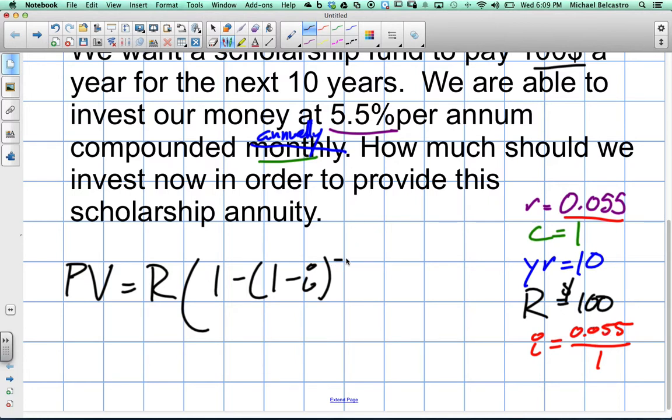To the power of negative n, or in our case, we'll just work with n. I'll write in blue. N is equal to years, which is 10, times compound period, which is 1 again. It ends up just being 10. Because our compound period was once a year, it didn't change those numbers. But had it been any other amount, it would have changed what we'd be putting in for I. And then again, here's our I.